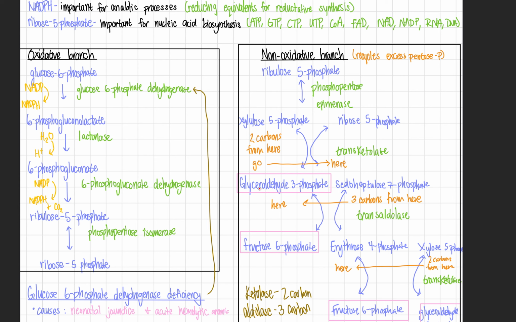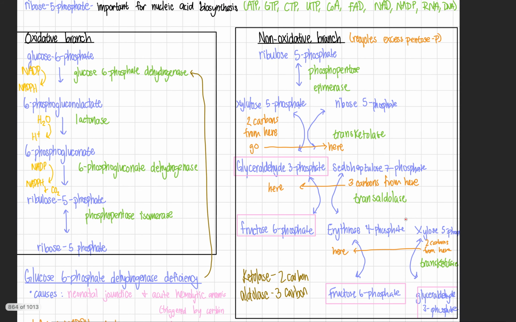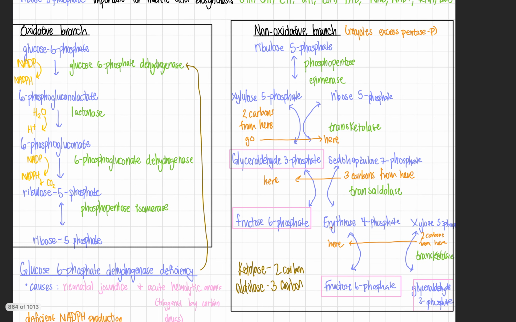From here, we're going to take that G3P and we're going to convert it to fructose 6-phosphate at the same time as sedoheptulose 7-phosphate is being converted to erythrose 4-phosphate. The enzyme that is going to do this is going to be transaldolase. And then lastly, the last set of reactions, we're going to take this erythrose 4-phosphate and convert it to fructose 6-phosphate at the same time as xylulose 5-phosphate is converted to G3P. And the enzyme that does this is transketolase.